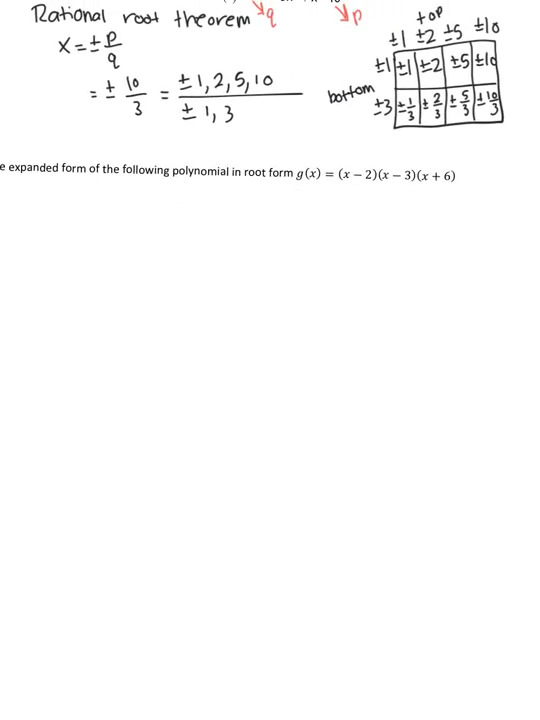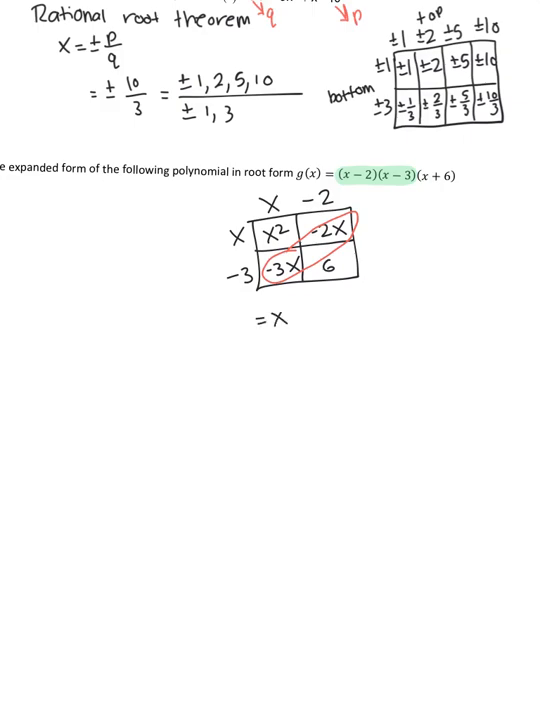Okay, number 21, we are writing the expanded form of this polynomial. So that just means multiply everything that you see in parentheses together. I'm going to pick 2 sets of parentheses first and multiply those together first. So I'm going to multiply x minus 2 and x minus 3 together. Then I'm going to combine these 2 diagonals. So I've got x squared minus 5x plus 6.